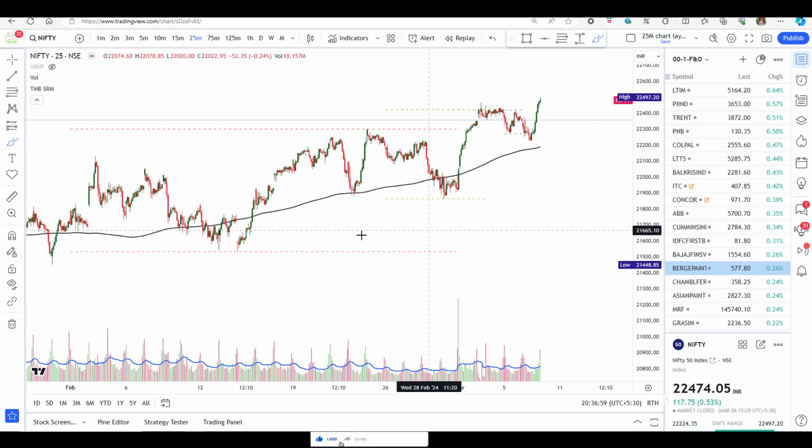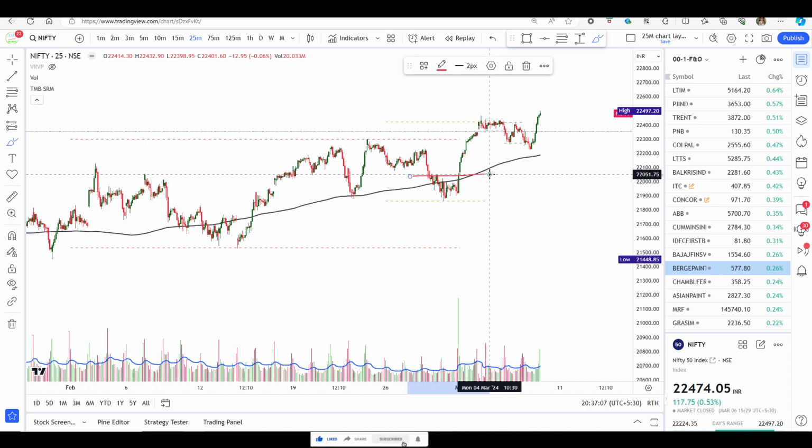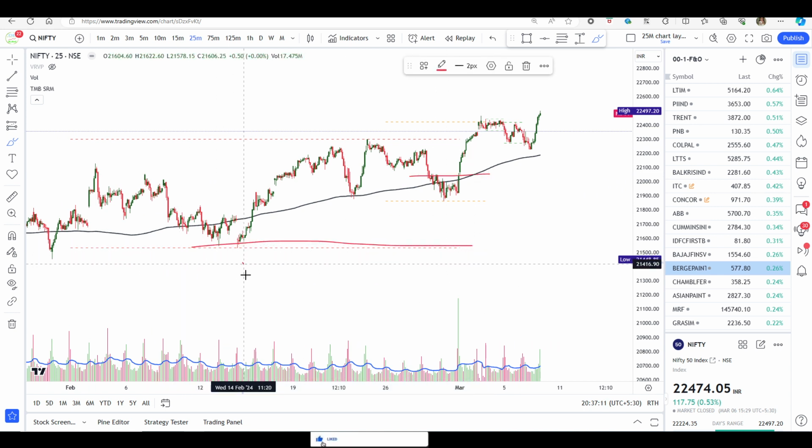So what we have to do is, the moment price closes above the 200 moving average, go and select the strike. This is the out of the money put option.